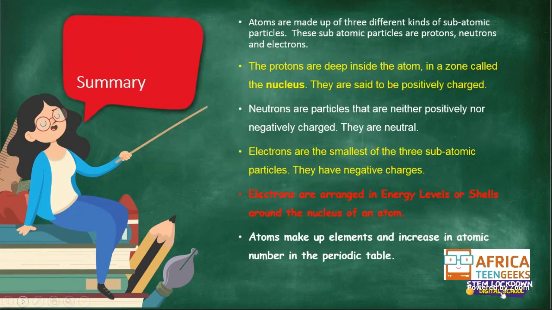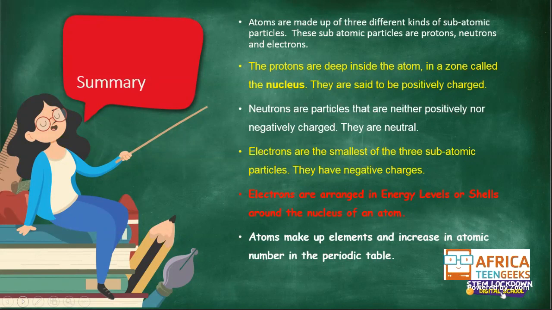Now, atoms are made up of three different kinds of subatomic particles. These subatomic particles are protons, neutrons, and electrons. They are found deep inside the atom in the zone called the nucleus. And here inside the nucleus, we have positive protons. Now, neutrons are neither positive nor negative. They are neutral. And electrons are the smallest of the three subatomic particles, and these are negative charges. And electrons are arranged in the energy levels of the shells around the nucleus of an atom.